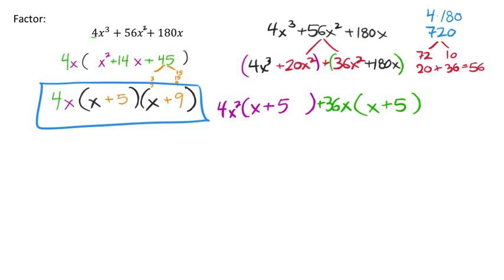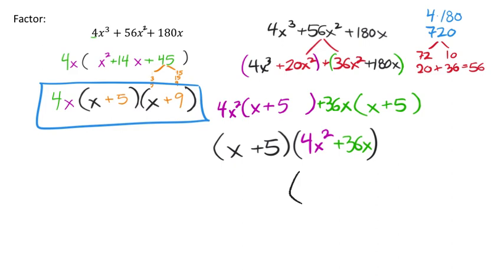So from these two terms, I can factor out an x plus 5, which we can see in the answer. But what I'm left with is, from the first term, 4x squared, and then the second one is 36x. So it doesn't quite look like the answer that we got, but we see that this second binomial can be further factored. So setting aside the x plus 5, let's factor out from there a 4.